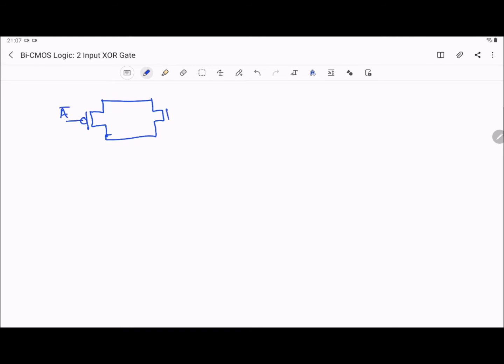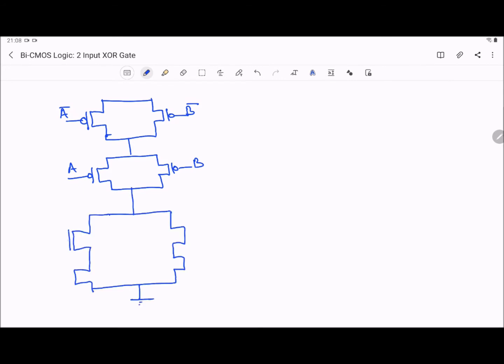A bar, B bar, A, B, A bar, B bar, A, B, VDD and ground. So this is the two input XOR gate using CMOS logic.